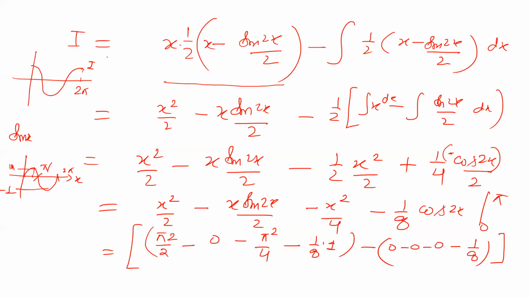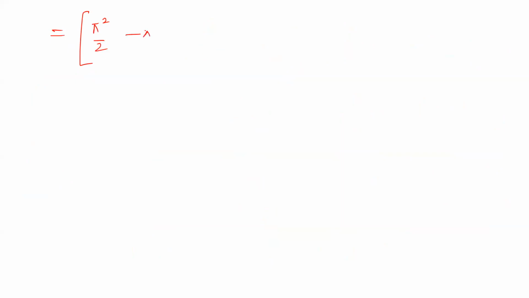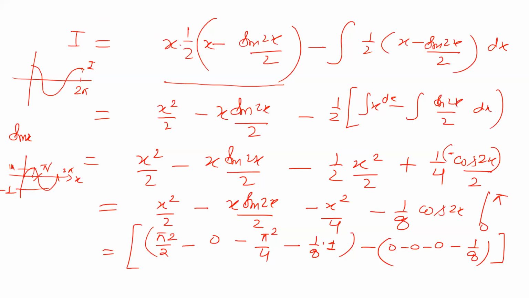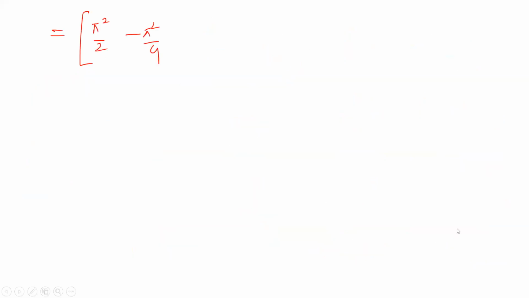We have to go to the next page. So you will get pi square by 2 minus pi square by 4 and minus 1 by 8 minus plus 1 by 8, which will cancel out. Okay. So you will get pi square by 4. This is my answer.